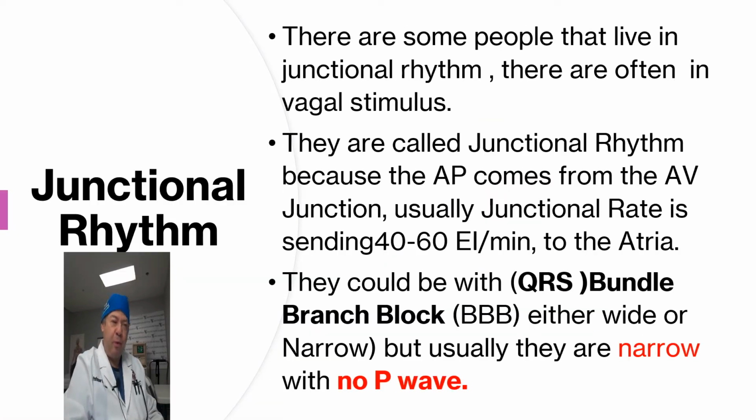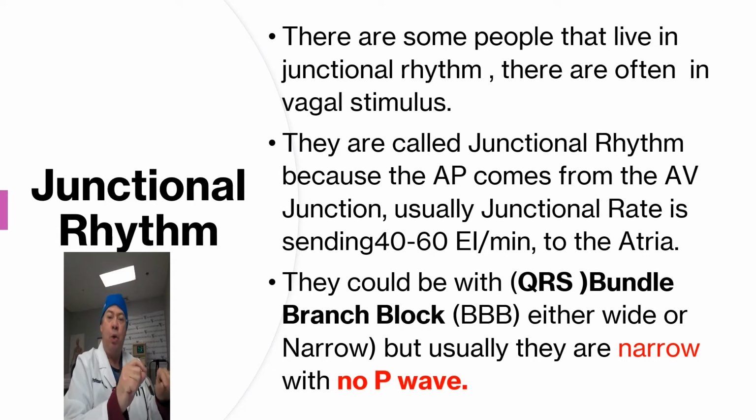There are some people that live in junctional rhythm. That's really no problem. That's normally a vagal stimulus, a vagal tone, okay? But normally we call it junctional because the action potential, remember, comes from the AV node, from the AV junction up to the atria. And normally it's within the 40 to 60 or 20 to 40 heart rate or electrical impulse.